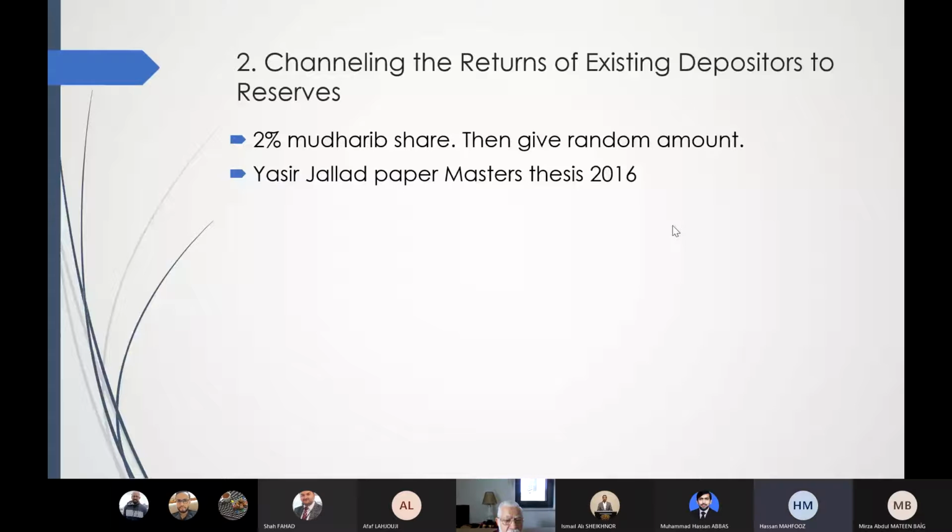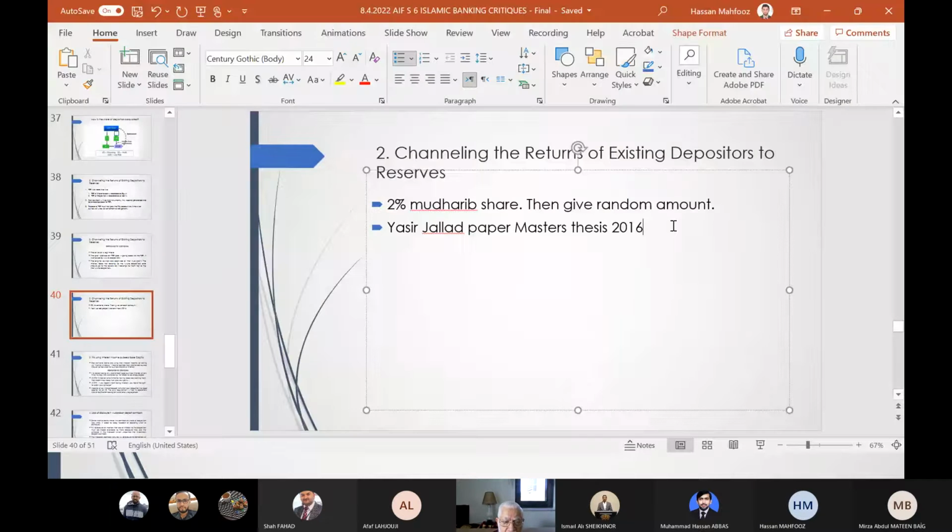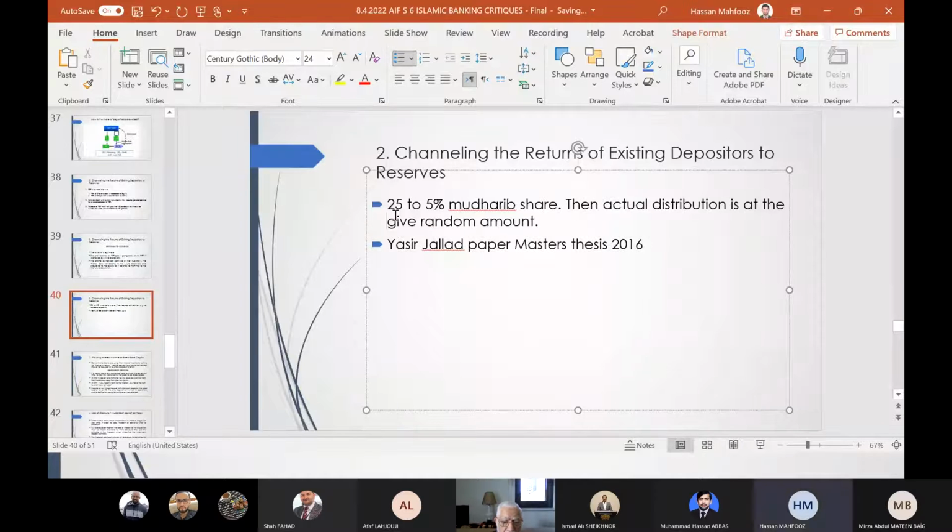Okay. So the Mudaraba contract gives that low share, 2 to 5%, not 2 only, I mean, make it 2 to 5. And the actual distribution is more, and the actual distribution is really at the discretion of the management, of course, under supervision of the central bank. So this foils really the Mudaraba contract. Okay. So go ahead. Continue, please.